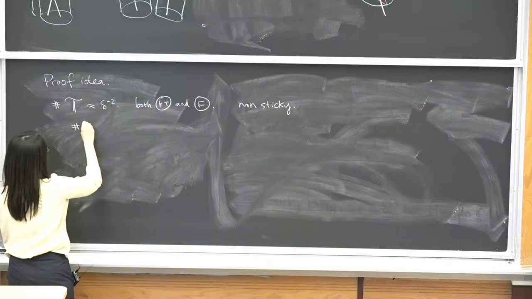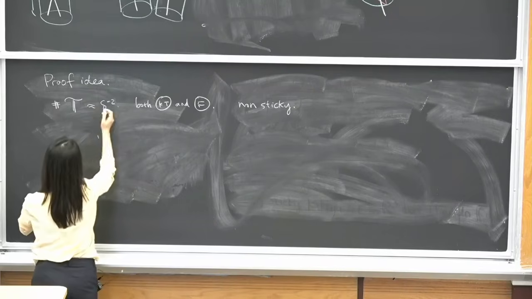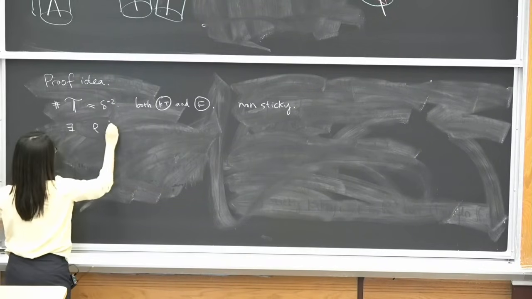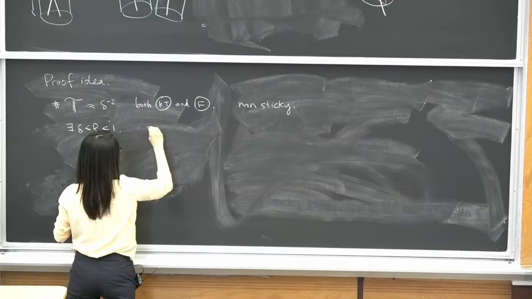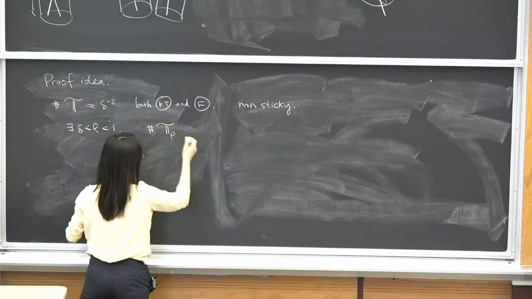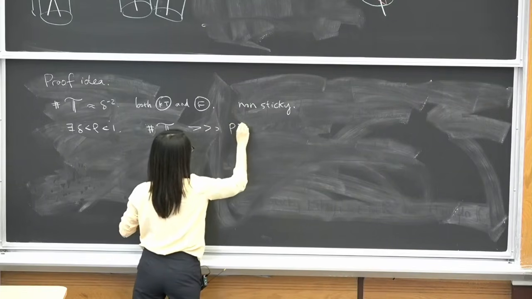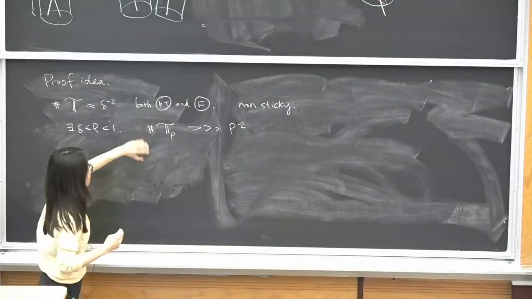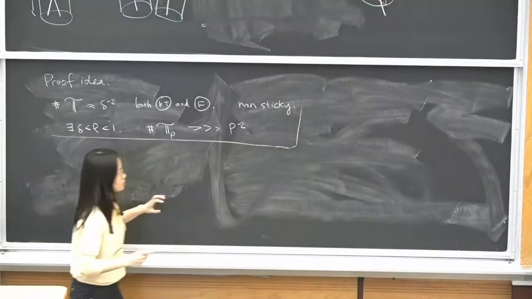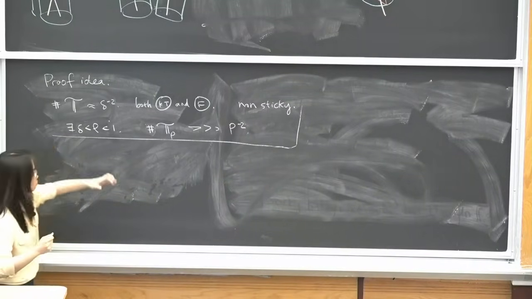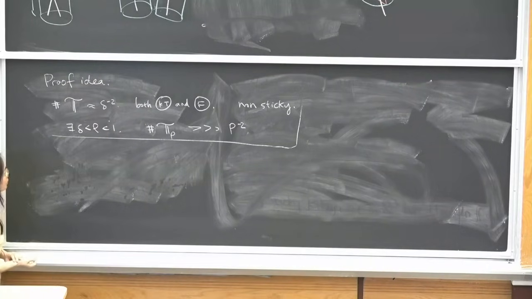Then not sticky here means the following. It means that there exists some rho between delta and 1 such that the number of rho tubes required to cover T is much greater than rho to the minus 2. So the starting point is that we have a set of tubes that requires a lot of rho tubes to cover it. It's like in this picture, it requires a lot of rho tubes to cover it.